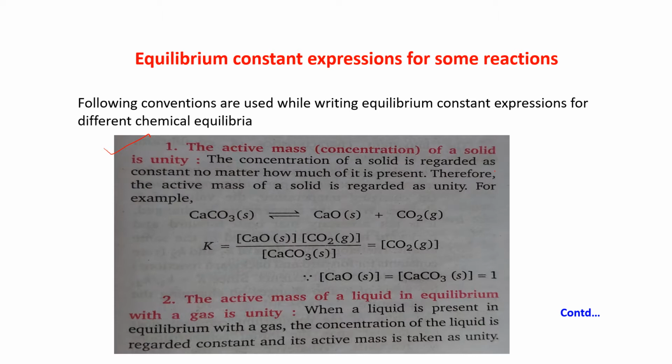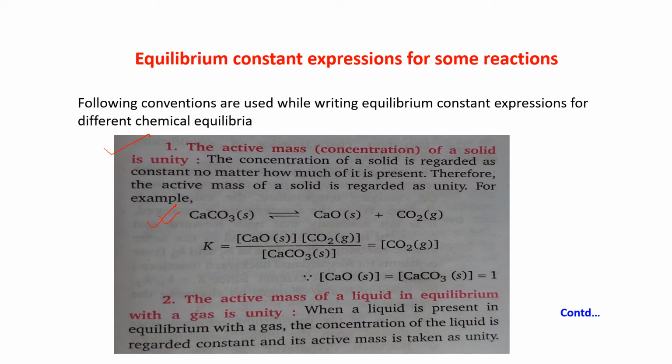The concentration of a solid is regarded as constant no matter how much of it is present. So, the active mass of the solid is regarded as unity. The concentration is constant, so active mass is regarded as unity. See, this is one example. CaCO3 solid is giving you CaO and CO2.